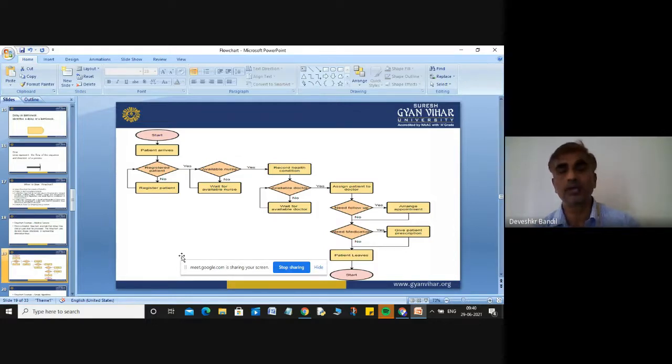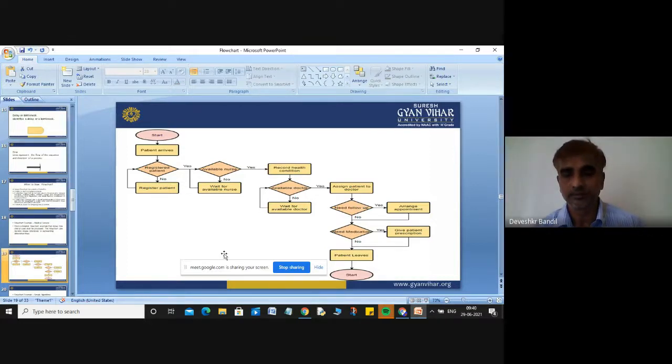Need follow-up is the condition. If the condition is yes, arrange the appointment. And if the condition is false, need medication? And if this condition is yes, give patient prescription. And if the condition is false, patient leaves.